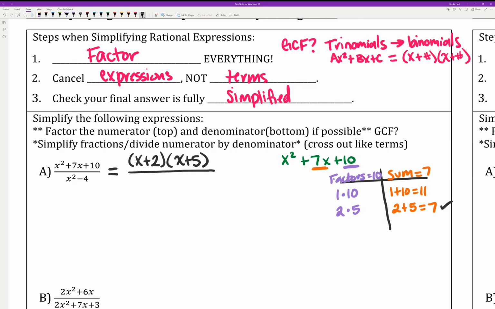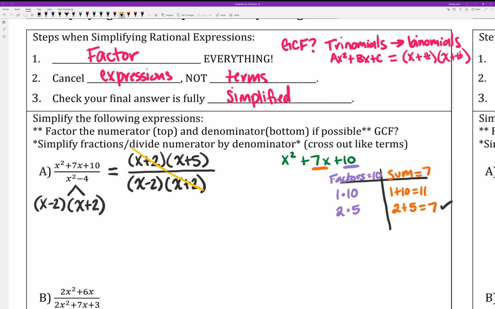Now on the bottom, we have x squared minus 4. When we see that 4 is a perfect square and x squared is also considered a perfect square, we can break this down into x minus 2 and x plus 2. So x minus 2 on the bottom, x plus 2 on the bottom as well. Now the x plus 2's exist in both the top and bottom, so those are going to cancel out.